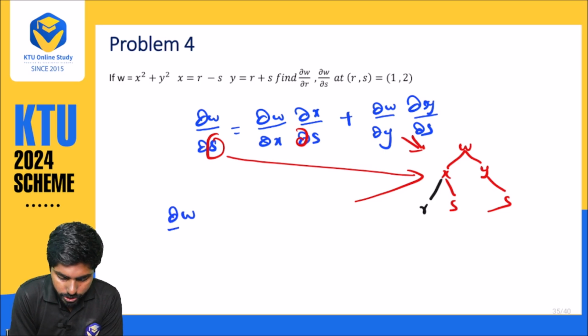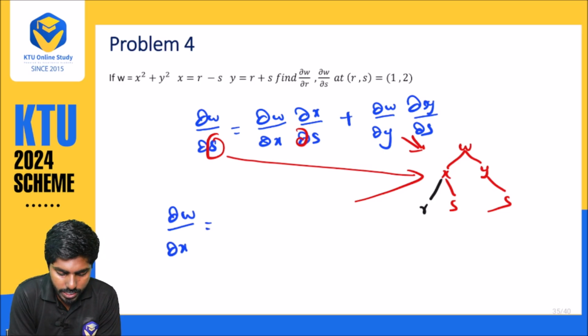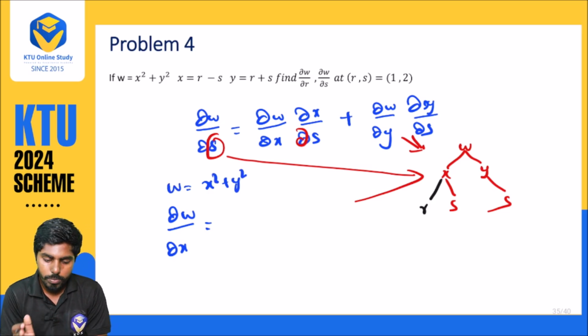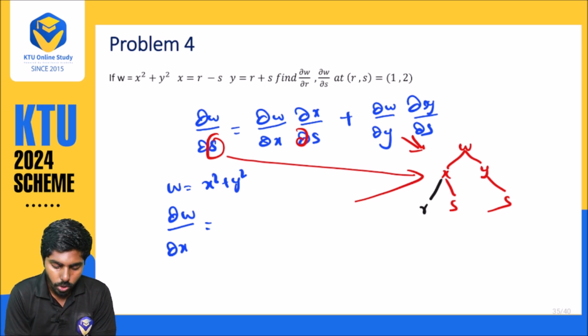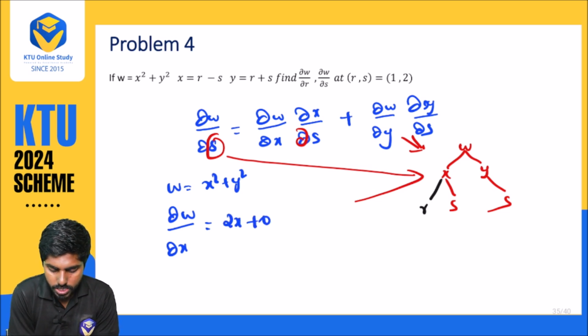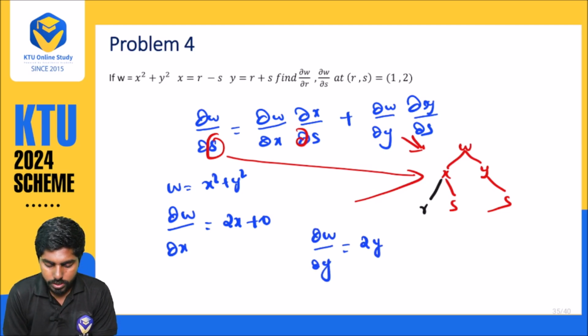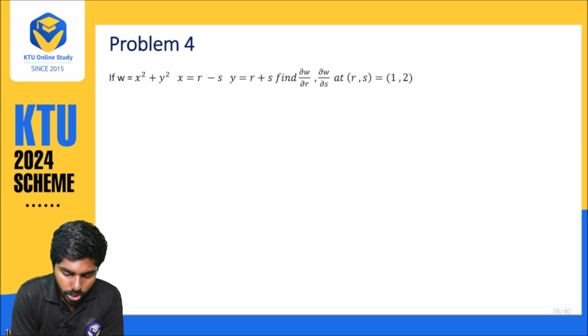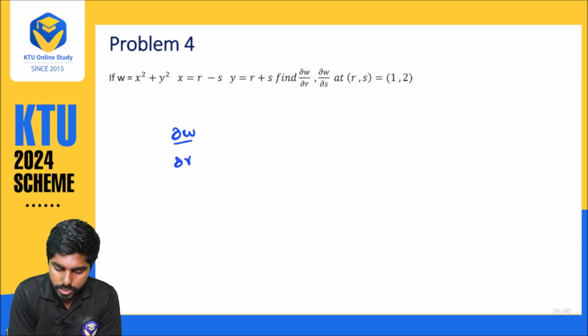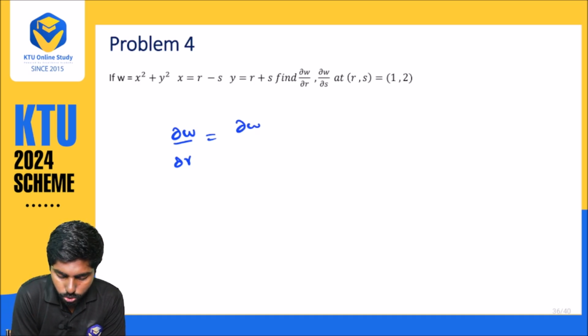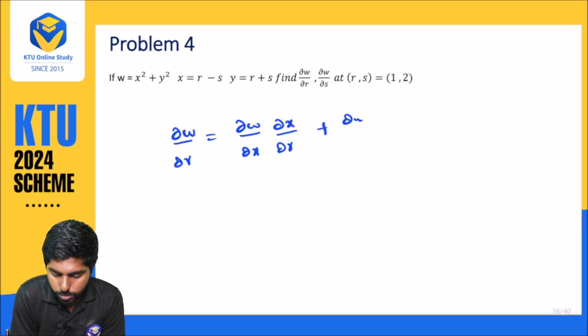Dou w with respect to x, so what we will be getting? w is equal to x square plus y square. With respect to x we will be getting 2x plus 0. And with respect to y, what we will be getting? That is nothing but 2y. Now according to this formula, dou w by dou r is nothing but dou w by dou x times dou x by dou r plus dou w by dou y times dou y by dou r.